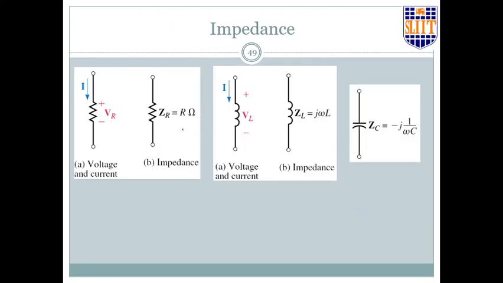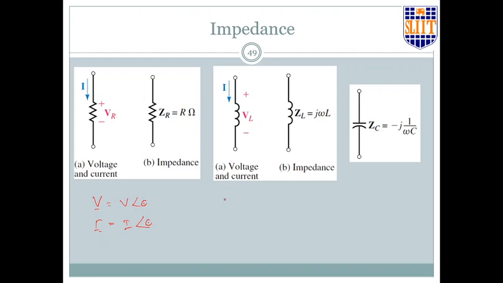Now for a resistor, we already talked about that. V divided by I, they are in phase. So V is equal to V angle 0, I is equal to I angle 0. Therefore impedance is equal to R angle 0.